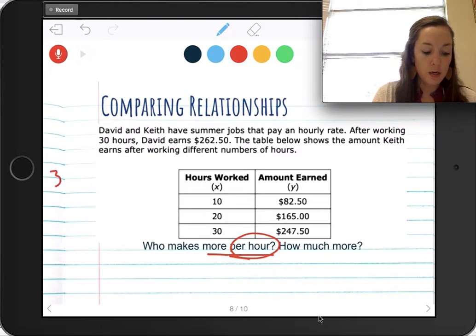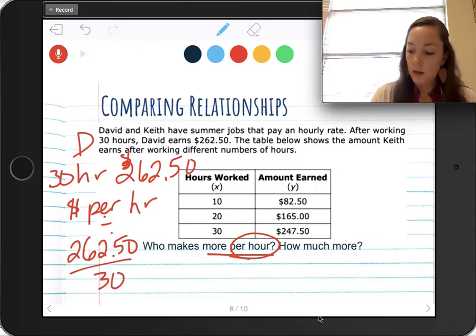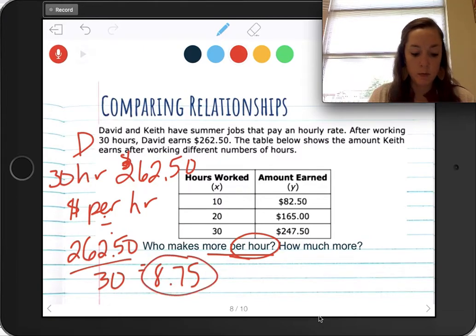So we need to find the unit rate, the amount for 1 hour. So 30 hours for David, this is David, and he makes $262.50. Okay? If I want the dollar amount per hour, I'm going to divide dollars divided by hours. So $262.50 divided by 30 gives me $8.75. And I'm going to circle that because that's important. I want to remember that.